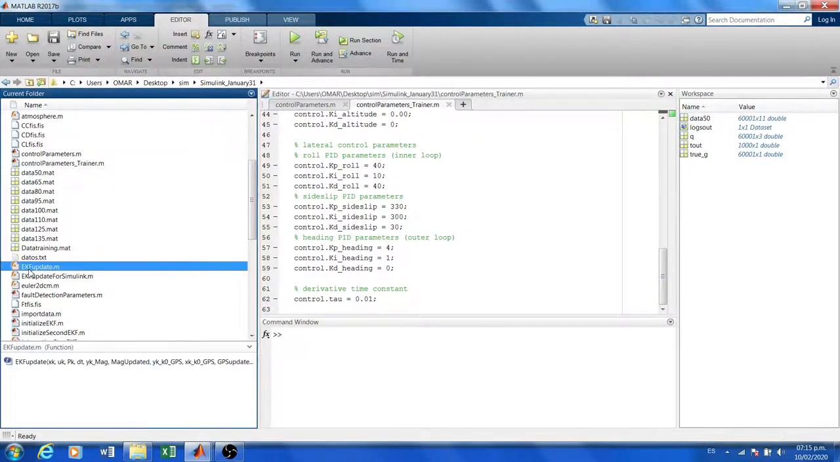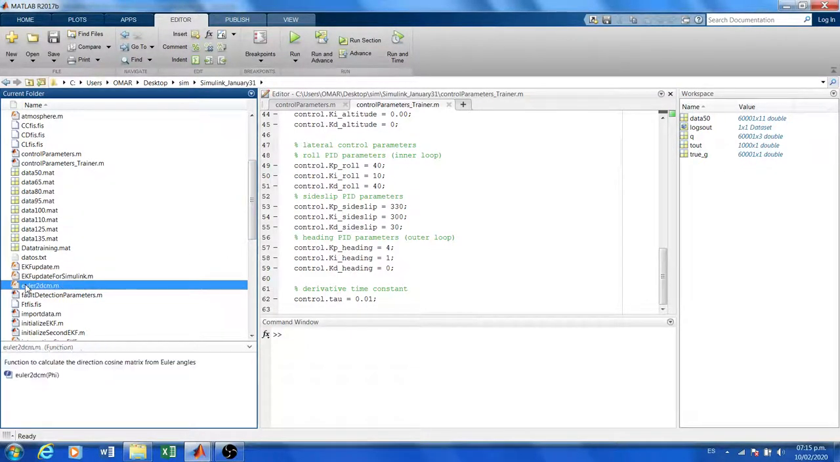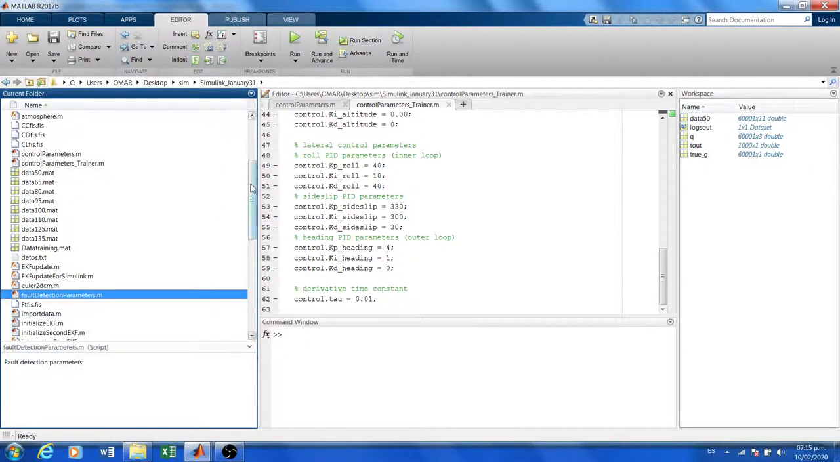These are functions of the Kalman filters. This is from the first Kalman filters, the updates in Simulink, because we first work in MATLAB, then we move to Simulink. These are the Euler angles, direction cosine matrix: from Euler to direction cosine matrix, the function. These are the fault detection parameters.